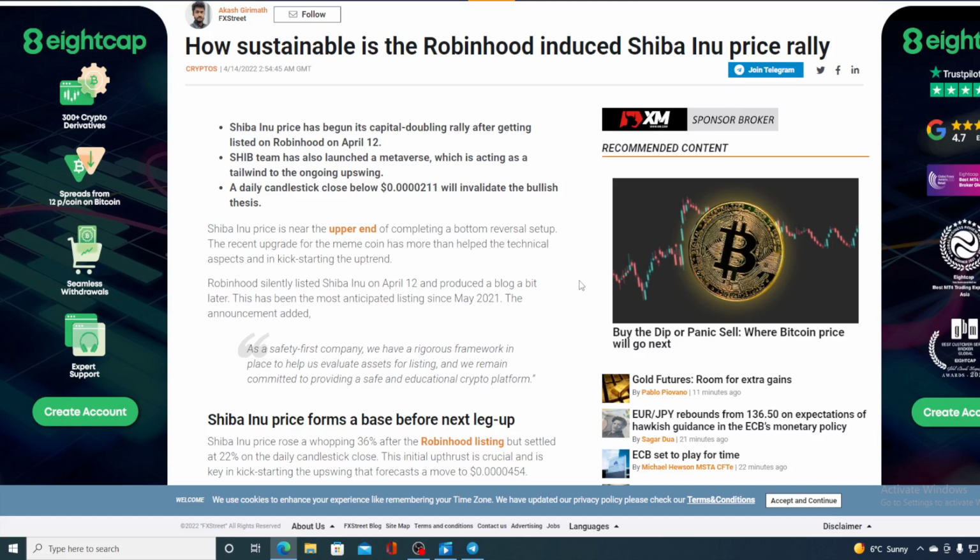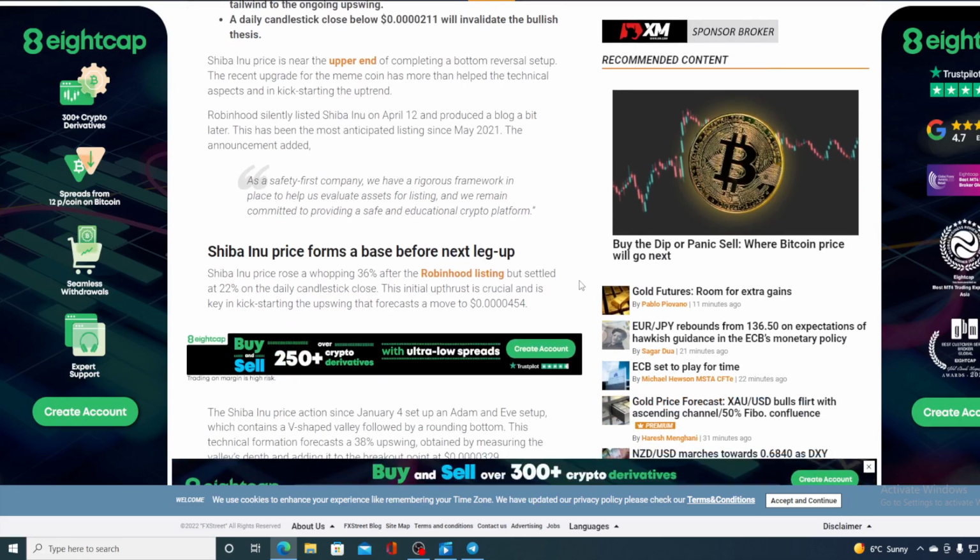Robinhood silently listed Shiba Inu on April 12th and produced a blog a bit later. This has been the most anticipated listing since May 2021, the announced added. Shiba Inu price rose a whopping 36% after the Robinhood listing, but settled at 22% on the daily candlestick close. This initial upburst is crucial and it's key in kickstarting the upswing that forecasts a move to 0.40454.